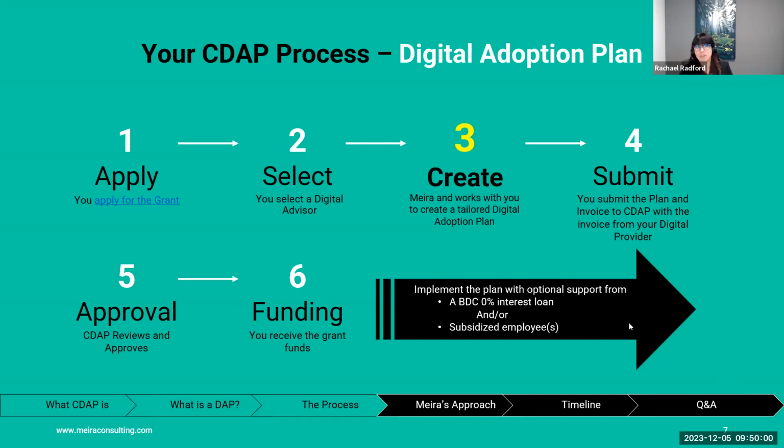The next piece after that, the CDAP part is done. The digital adoption plan is complete and submitted, reviewed, the funding's been released. That is the point at which you can apply for the interest-free loan. You can't beforehand. They need to have the digital adoption plan as a part of that application process.